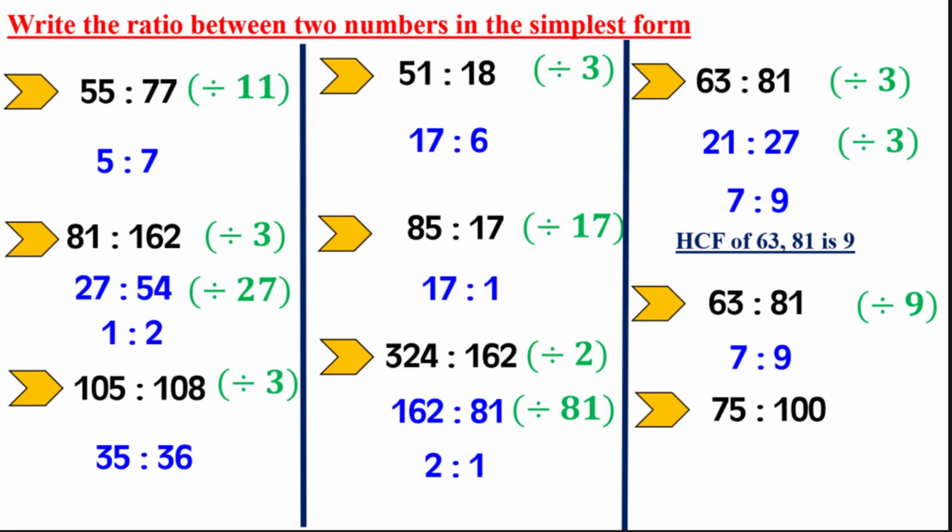75 to 100, we can divide by 5. It will be 15 to 20. The last digit is 0 or 5, it's easy. It will be divided by 5 equals 3 to 4 in the simplest form.